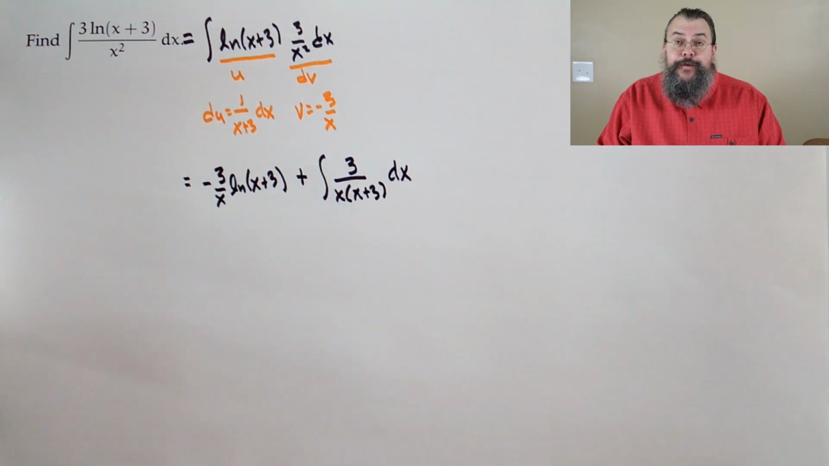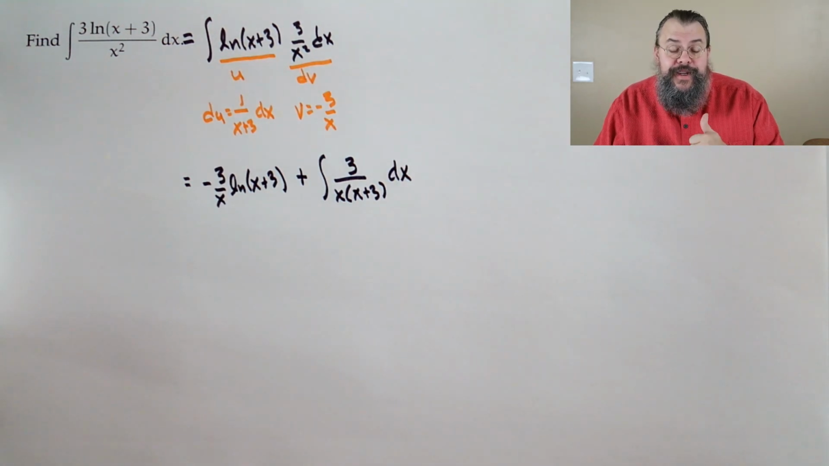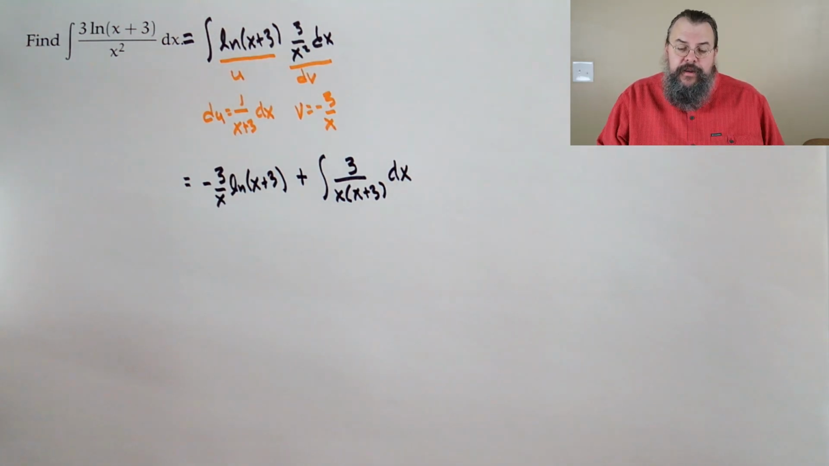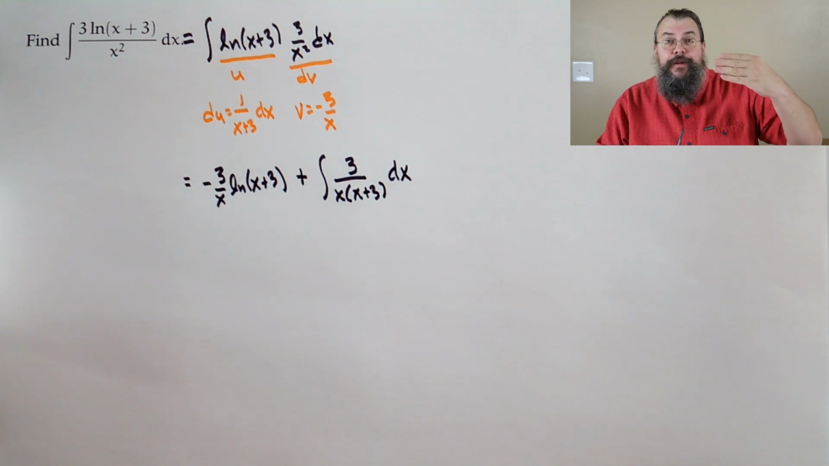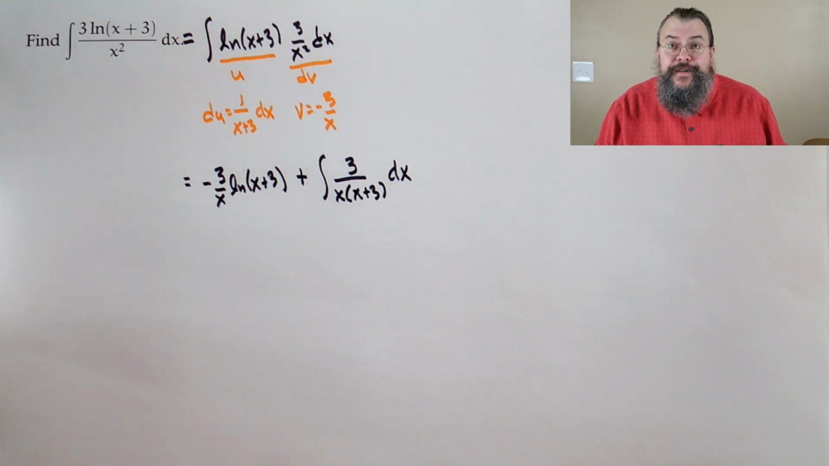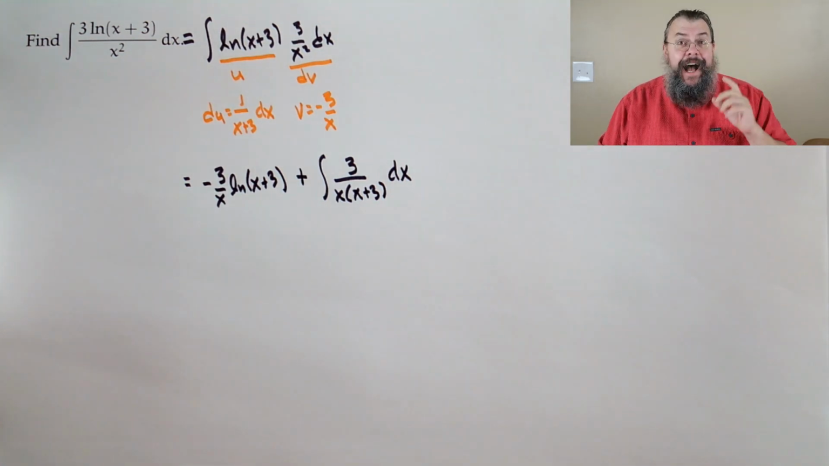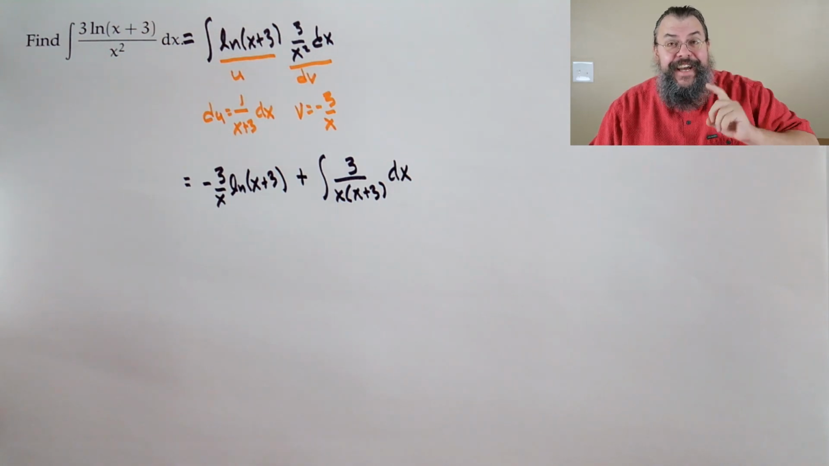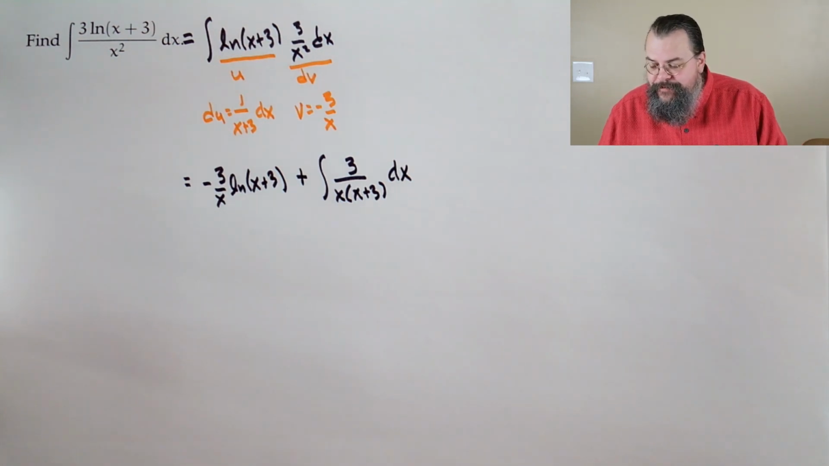All right, so we did integration by parts, and now we have to deal with that integral. But notice what kind of integral it is. It's a polynomial over polynomial. In other words, it's a rational function. We have the technology. We have the tools.